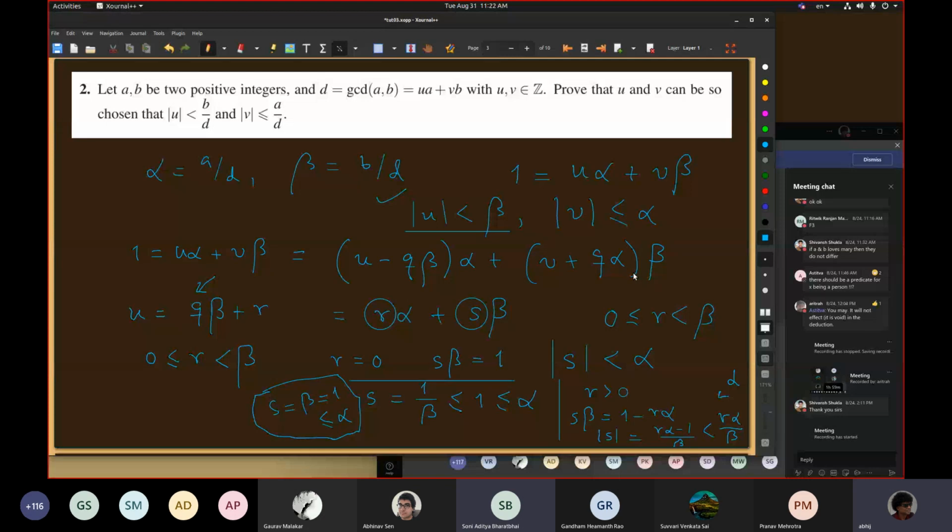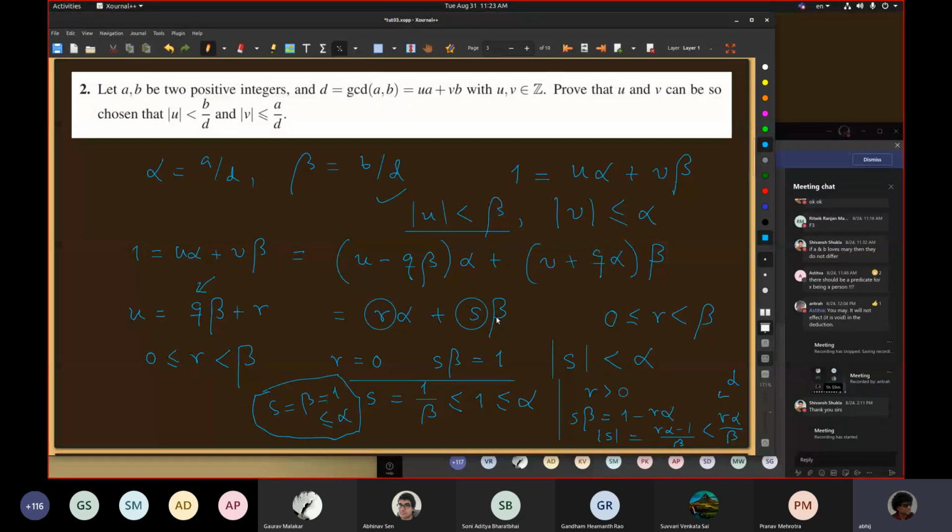Sir, one more doubt. We are writing s beta as 1 minus r alpha. So 1 minus r alpha is an integer, but how are we sure that it will be divisible by beta? Because s is an integer, beta is an integer, but how do we know 1 minus r alpha is always a multiple? This is guaranteed by this equation, right? Because 1 is equal to r alpha plus s beta. This is true. There exist integers r and s, alpha and beta, such that 1 is equal to r alpha plus s beta. You do not have to prove that s is an integer.